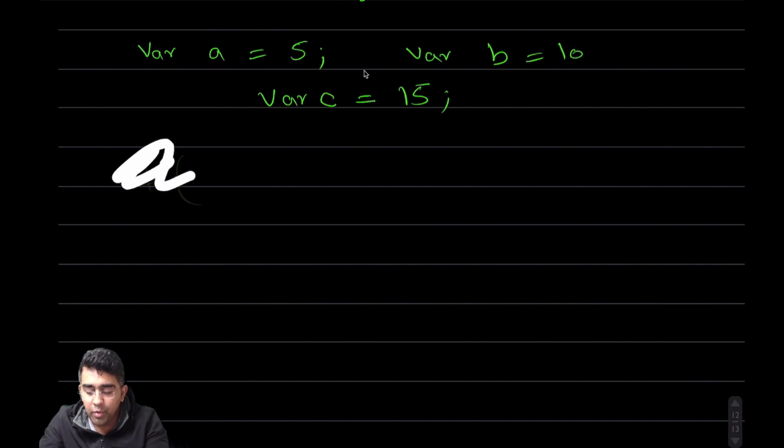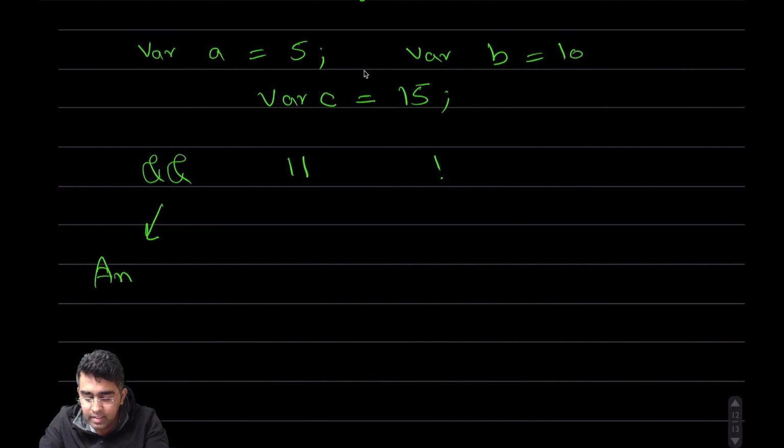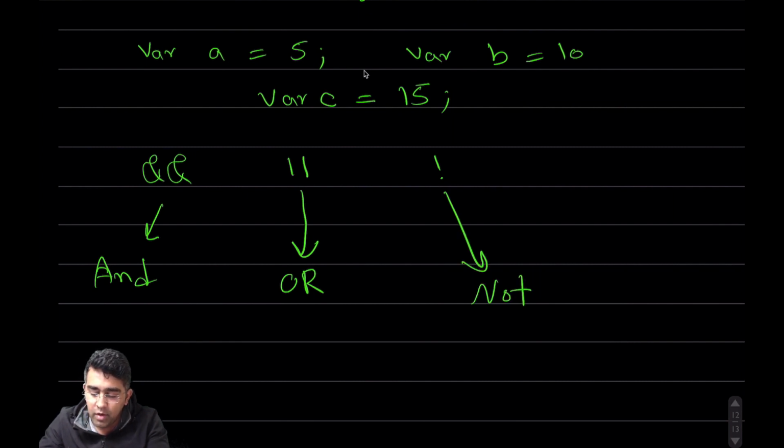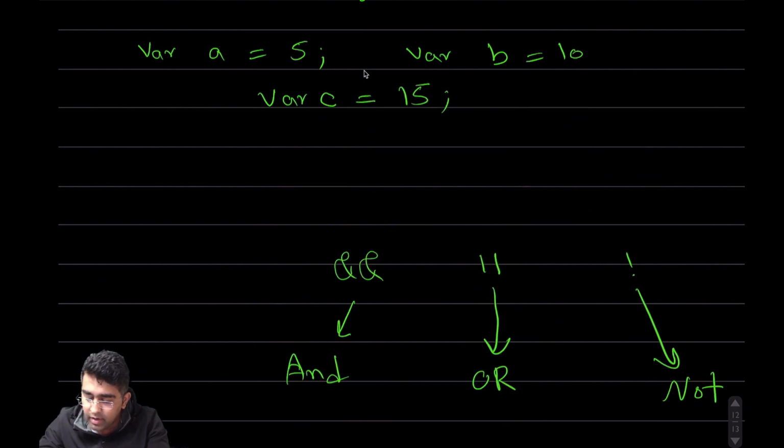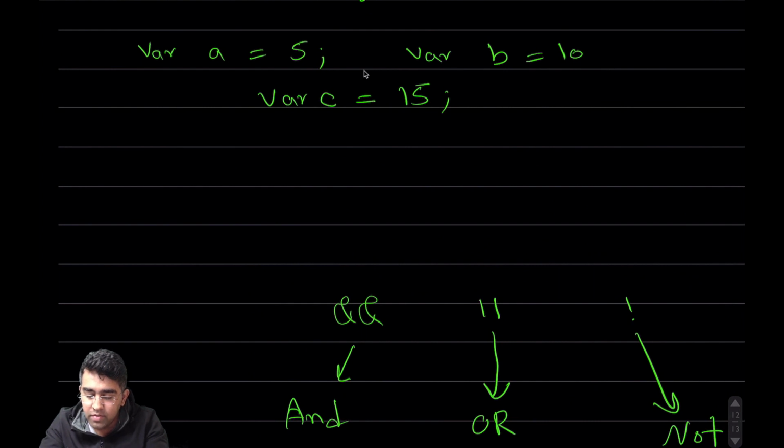So how many logical operators do we have available in JavaScript? We have three logical operators. So first one is and, then we have or, which is this symbol, and then we have not, exclamation mark. So this we call and, this is or, and this means not, okay? So let's just put this aside for a second, and we write our if statement on the top.